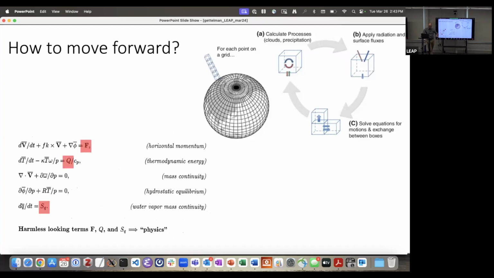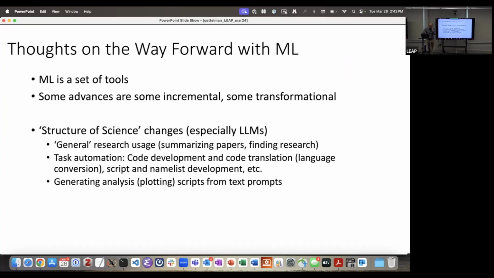What are the different methods for applying machine learning? This is a set of tools. Some are advances or incremental, some are transformational. I'm not going to comment much about the structure of science things that ML can do. For general research usage, it can summarize papers for us. It can help find research, things with large language models.